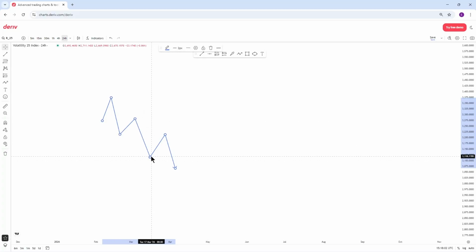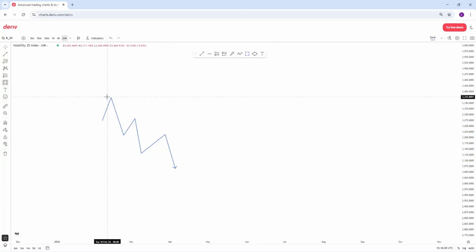So obviously this is a trend, right? As you can see from these lower highs and also lower lows being broken, this one is a downtrend, right? You obviously know that. Let me just write it down.